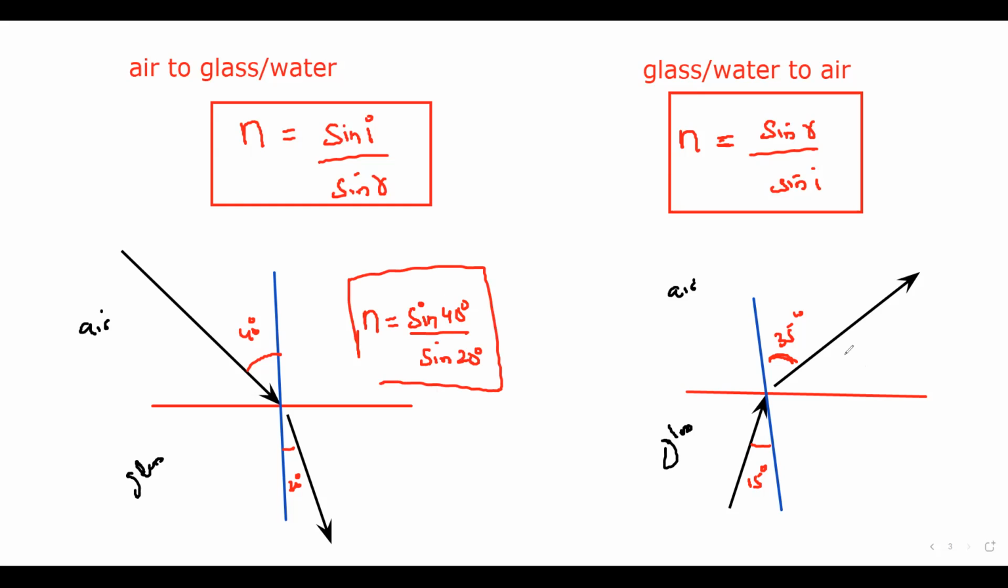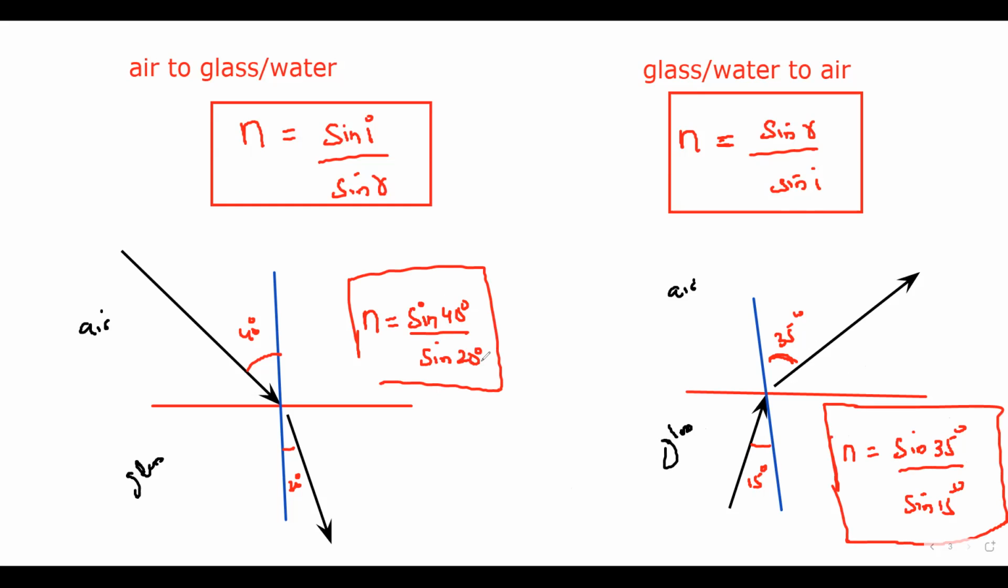But when I calculate the refractive index here, two angles are given: one is 15, another is 35. So when I calculate the refractive index, always put the greater angle in the numerator. So sine 35 divided by sine 15. If you remember in this manner that in the numerator, the value of the angle is always greater than in the denominator, it will be easy.